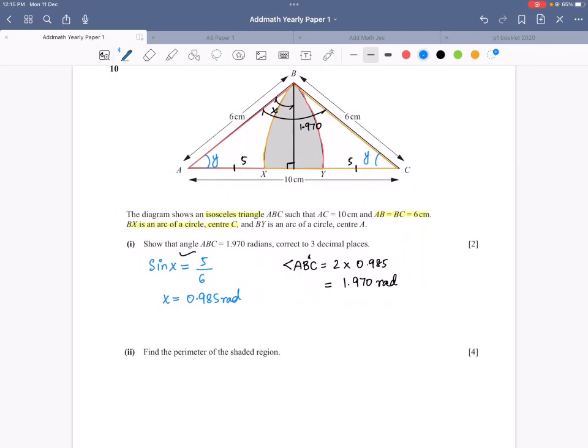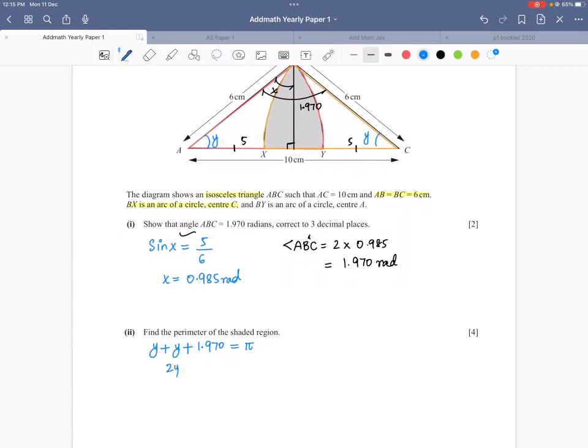So I will solve the triangle first. It will be y plus y plus 1.970 equals pi, because 180 degrees is equal to pi. If you solve it, 2y equals pi minus 1.970. If you simplify pi minus 1.970, it will be 1.171 for 2y, and y is equal to 0.586. That is your angle y.